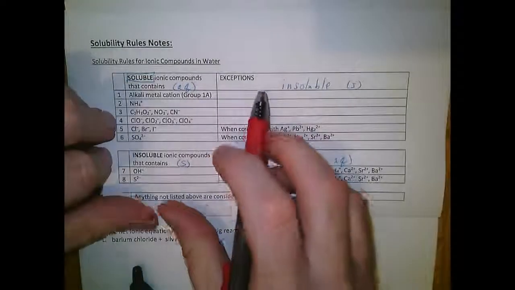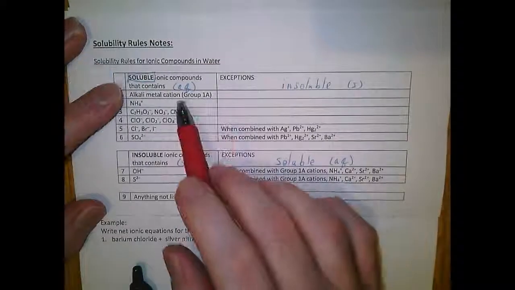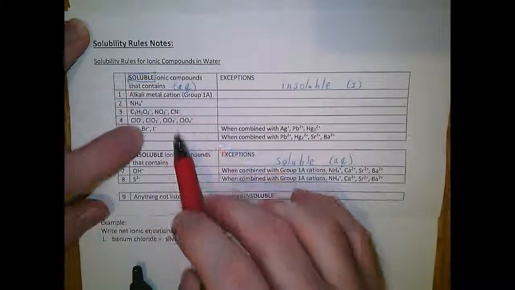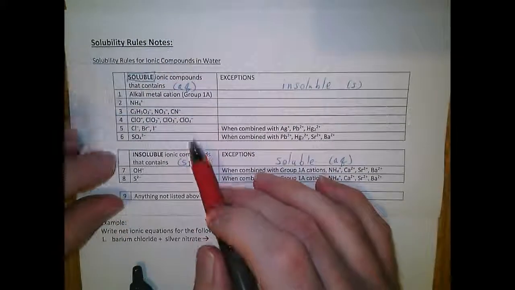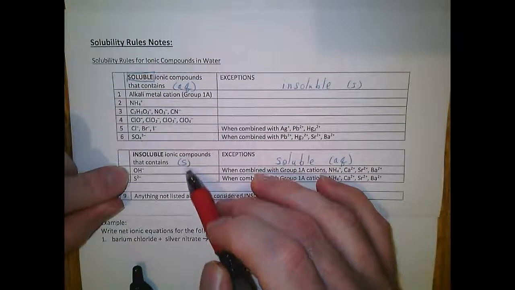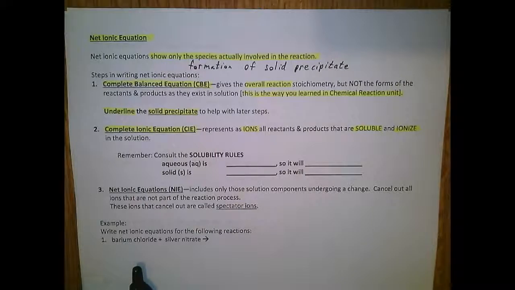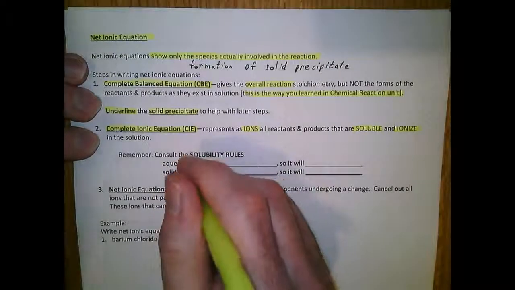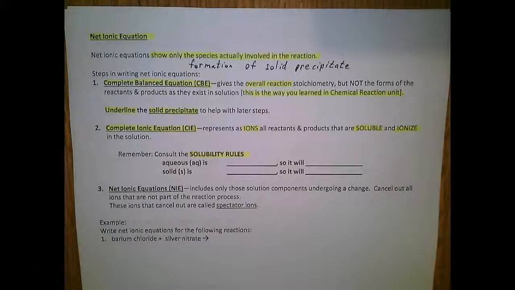So as we're going through this, we're going to be referring back to these very often. You just want to keep in mind, if it's soluble, it's aqueous. The exceptions up here would be insoluble. They're solid. And down here, if it's insoluble, that's solid, and the exceptions would be soluble or aqueous. So we're going to come back to that several times, referring to the solubility rules, which is what you're going to do every time. That's why you get to use those on the test.